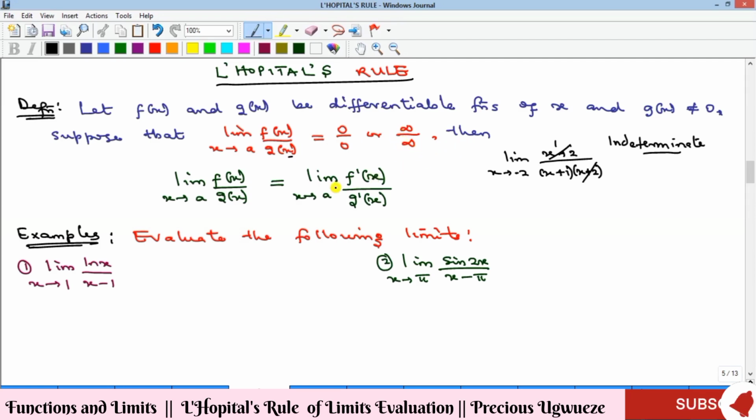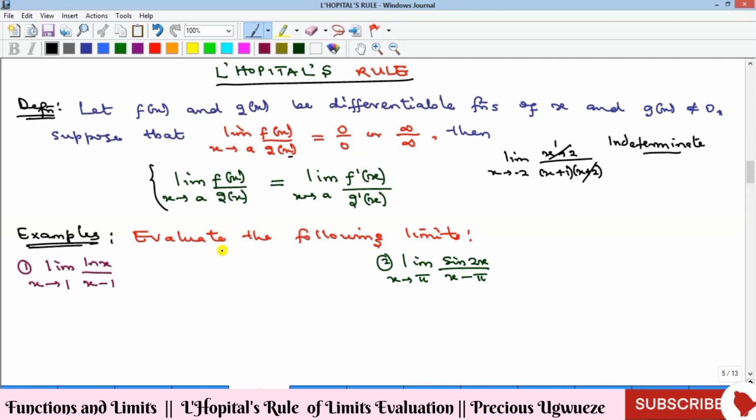Then this method says that you should just take the derivative of the numerator, take the derivative of the denominator. That's why we have f prime here all over g prime, and then do that substitution. Whatever you get is the value of that limit. And then we're also saying that assuming you do the first differentiation and by direct substitution, you're still getting 0 over 0 or infinity over infinity, then you should also differentiate again.